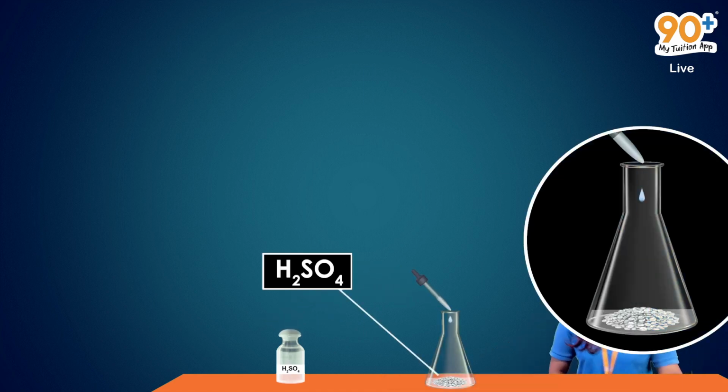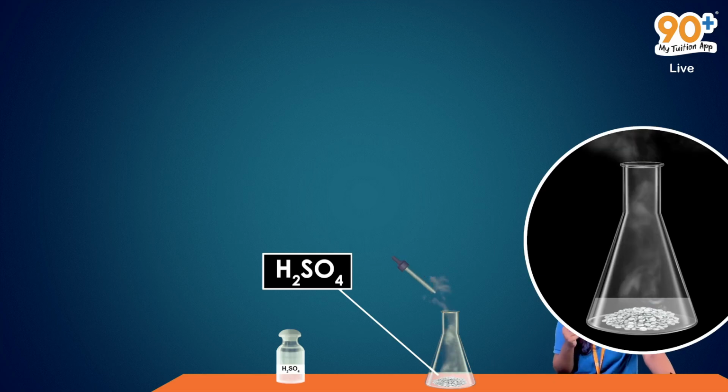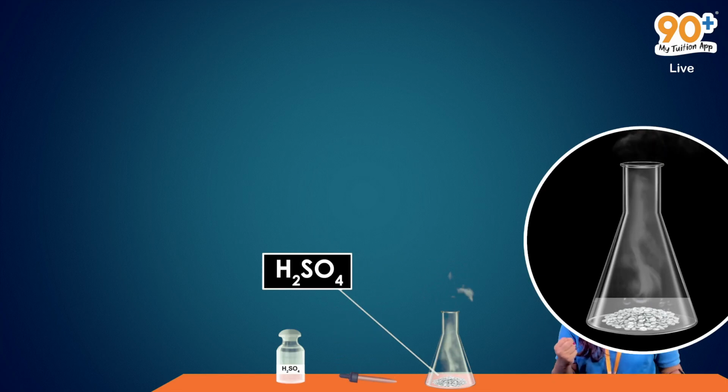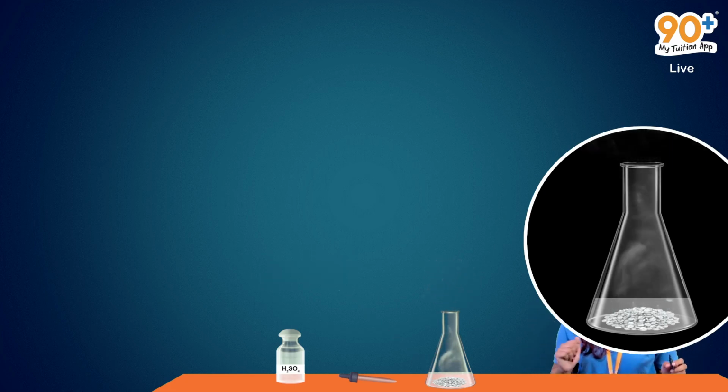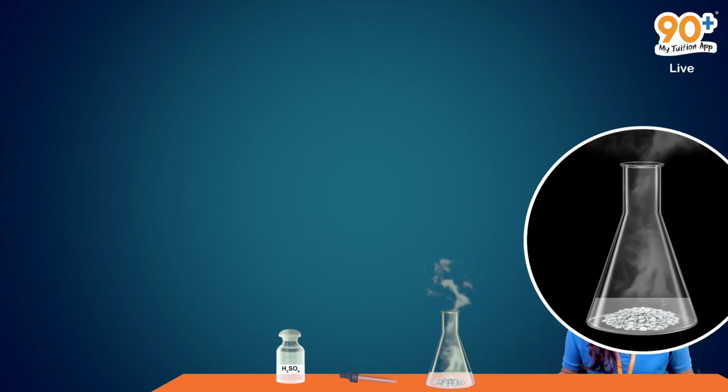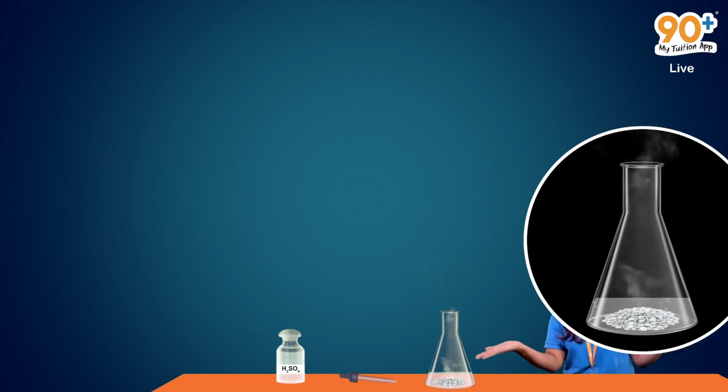Okay? Yes. When I added dilute sulfuric acid, you can see it is bubbling. Bubbles are coming, right? That means you can see some visible changes. Not only this, if you touch the conical flask, it will be hot. That means there is a change in temperature. Okay, sir. Thank you so much.